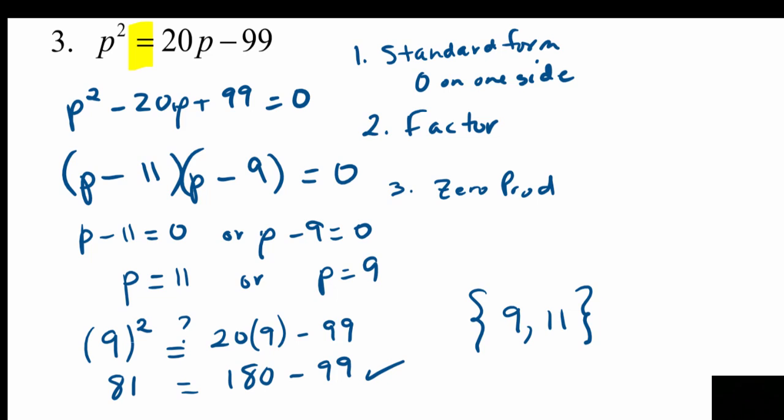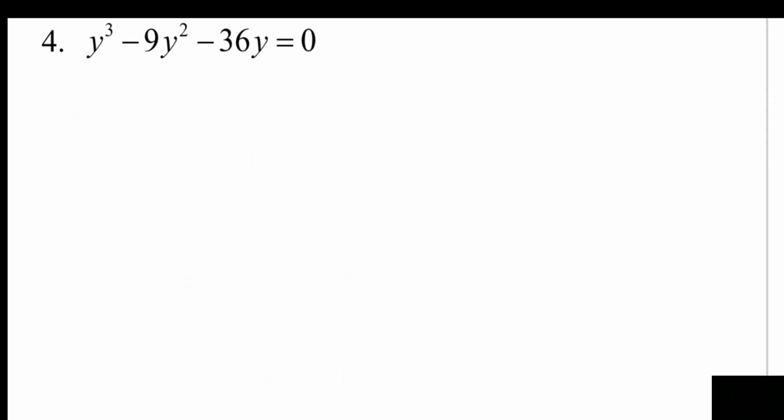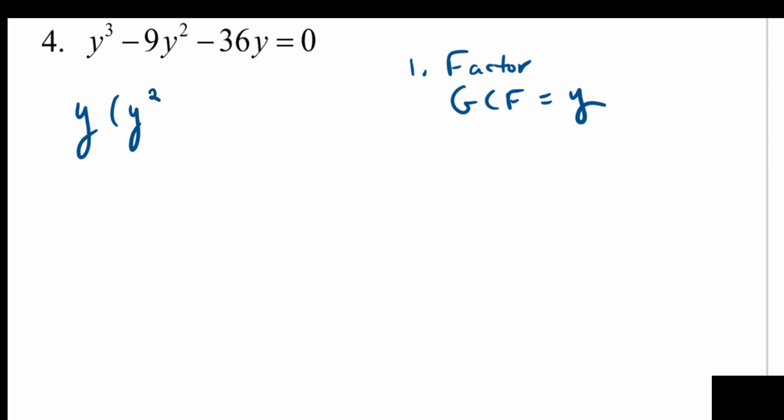Okay, so you're starting to get the idea? Let's look at number 4. Okay, so number 4 is in standard form already. Did you notice? They did that first step for us. We've got it set equal to 0, so that's fine. So we're ready to factor, aren't we? It's a trinomial. It's not quadratic, though. GCF of y. All right, so let's factor out the y, and we get y squared minus 9y minus 36, and that's going to equal 0.